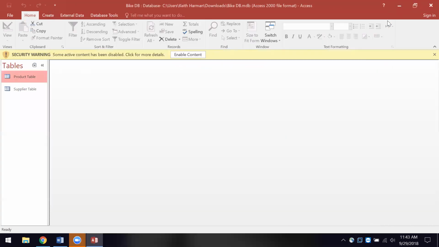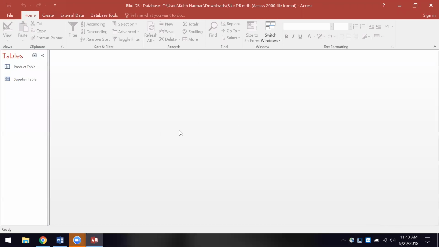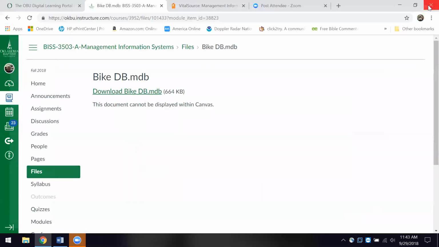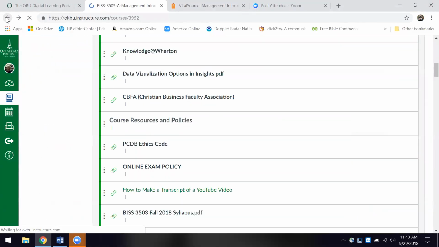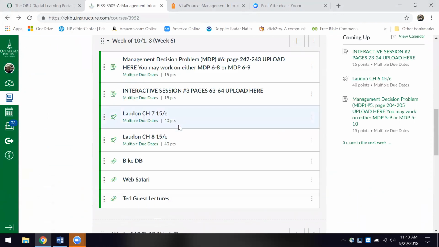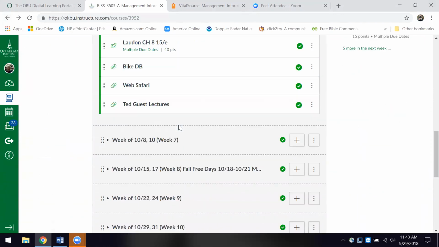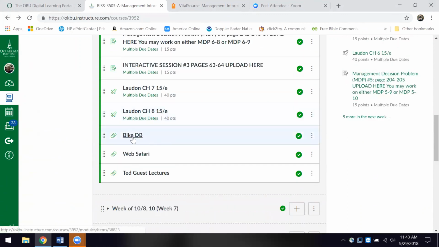If I'm not mistaken, one of the cases uses this, and so we have a product table and a supplier table. So you may be asked in one of those cases to work with Bike ID. Okay? And if not, explore around, play around with it.